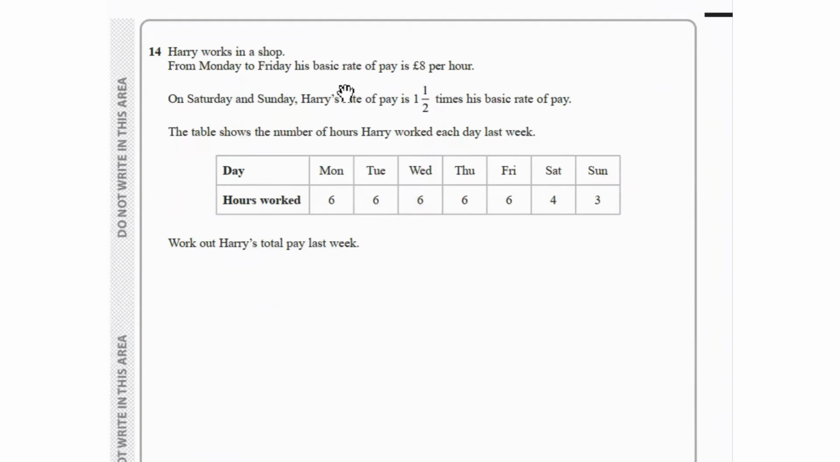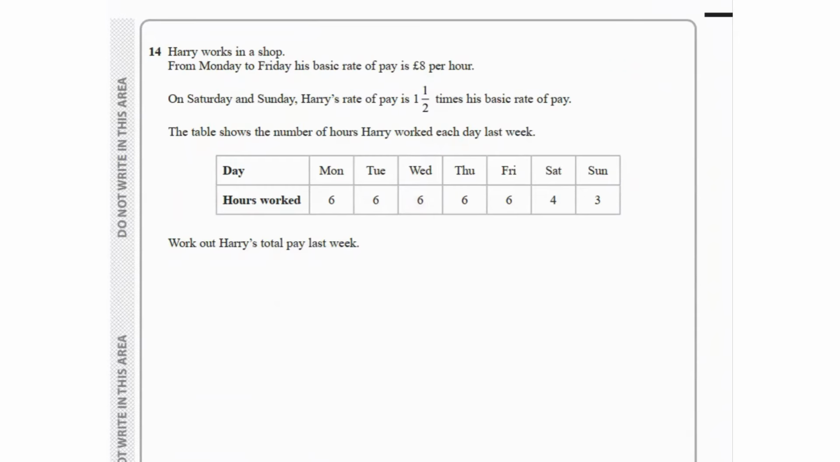Then Harry works in the shop. From Monday to Friday, his basic rate of pay is £8 per hour. On Saturday and Sunday, Harry's rate of pay is 1.5 times his basic rate of pay. The table shows the number of hours Harry worked each day last week. Work out Harry's total pay last week.